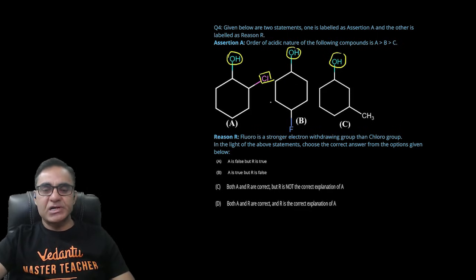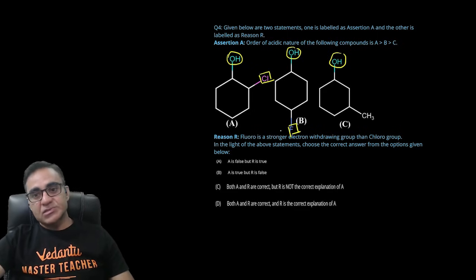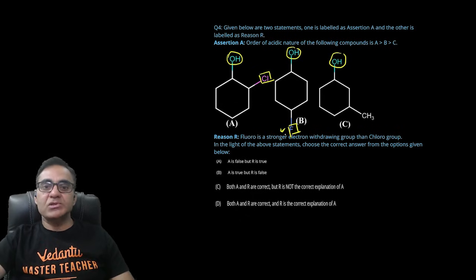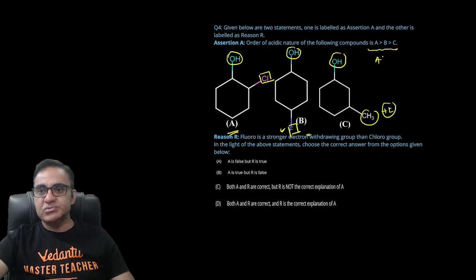Chlorine has a minus inductive effect which will increase acidic strength. Fluorine also has a stronger minus inductive effect which will increase the acidic strength. The point is fluorine is actually attached at the 4th carbon away from the acidic group, so its impact will be very less even if it has a stronger minus I character, right? So A is stronger than B, that's true. And methyl is actually plus I, and plus I decreases acidic strength. Therefore the correct order of acidic strength has to be A, B, C.